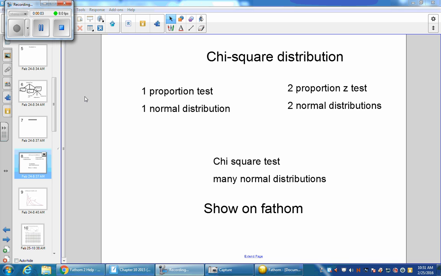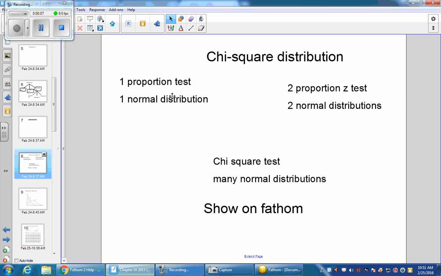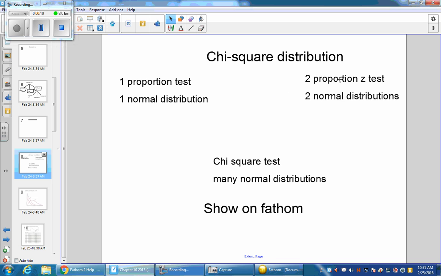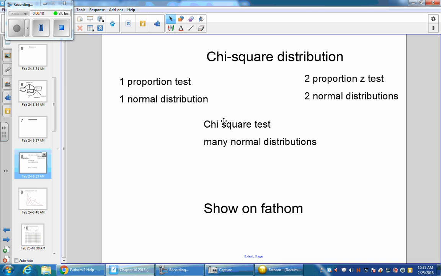For our inference, we're using a chi-squared distribution. Now, I mentioned before that a one proportion test uses one normal distribution. A two proportion test uses two normal distributions, and a chi-squared test can come from many normal distributions. So I'm going to show you on Fathom where this distribution comes from.